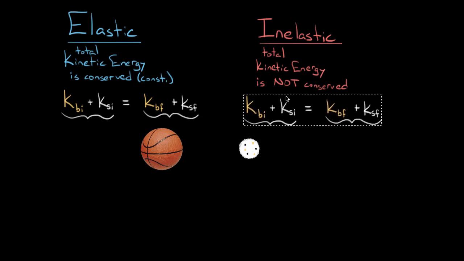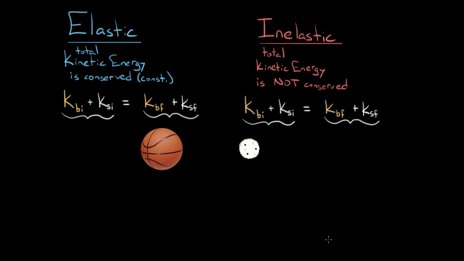So if I put that over here, if it's inelastic, what you can say is that the total initial kinetic energy does not equal the total final kinetic energy. And for most inelastic collisions, the initial total kinetic energy is greater than the final total kinetic energy. In other words, in an inelastic collision, you'll lose some kinetic energy. Some of this kinetic energy gets transformed into some other kind of energy, and that energy is typically thermal energy.